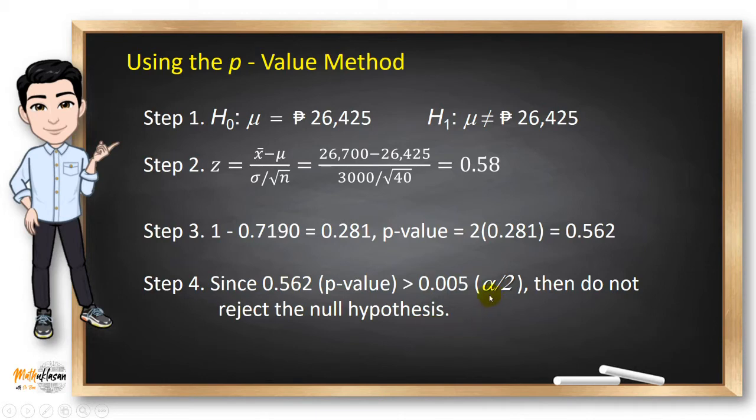If you notice, I divided the alpha level 0.01 into 2 because this is a two-tailed test. Using distribution tables to find the p-value has its limitation. That is why we can use computers and calculators to find the p-value easily.